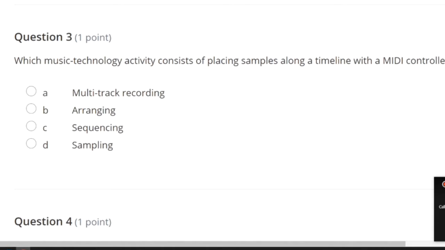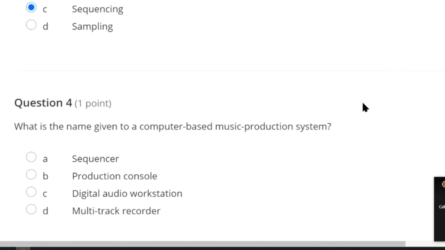Question 3. Which music technology activity consists of placing samples along a timeline with a MIDI controller? A, multi-track recording, B, arranging, C, sequencing, or D, sampling? The answer is C, sequencing. It's not always done with a MIDI controller, but a MIDI controller makes this process a little easier.